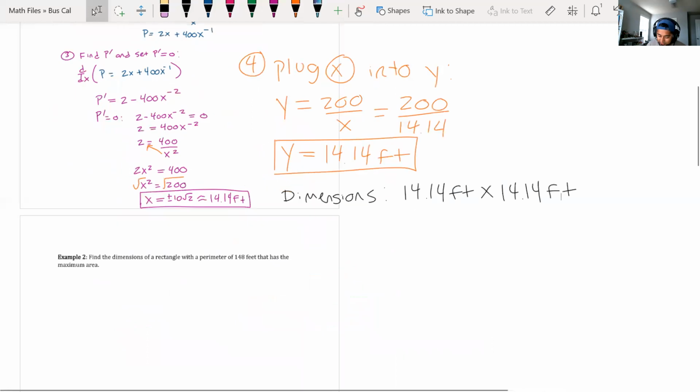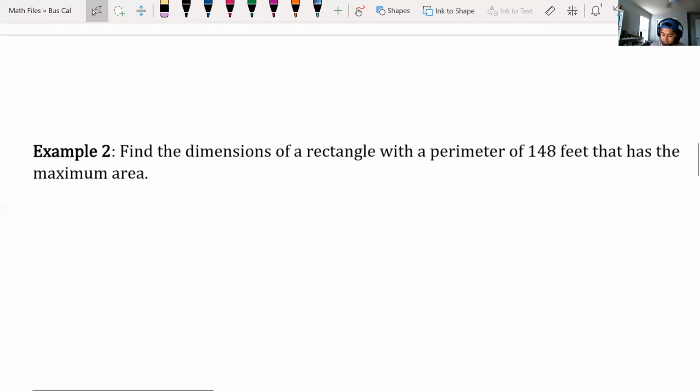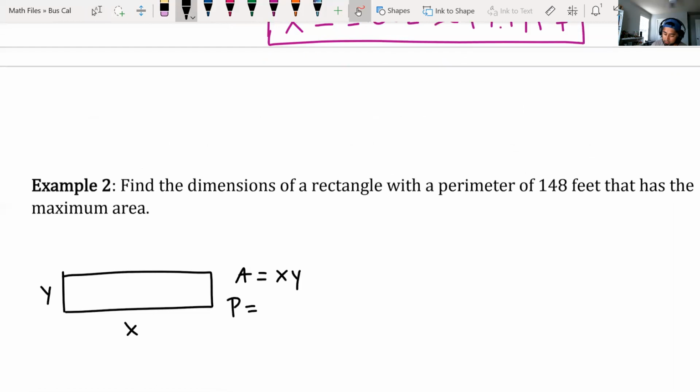All right. Let's try another rectangle one. Find the dimensions of a rectangle with a perimeter of 148 feet that has the maximum area. So again, I'm going to draw my rectangle just to have it, labeling width and length x and y. We know that area is x times y, and perimeter again is 2x plus 2y. Now this problem wants us to maximize the area.